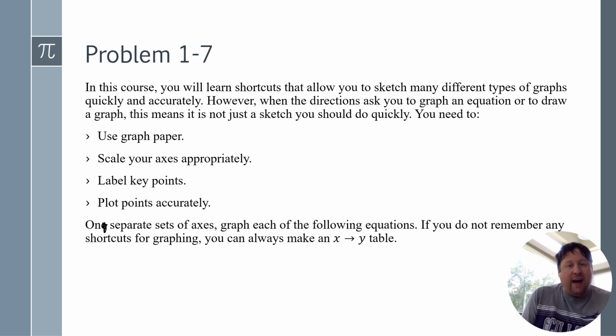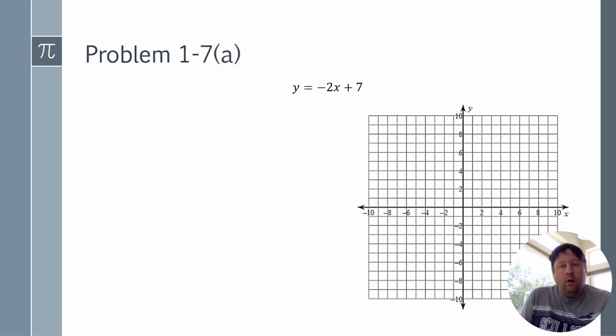On separate sets of axes, so in your homework it says using graph paper, graph each of the following equations. If you do not remember any shortcuts for graphing, you can always make an XY table. Okay, so the first one is y equals negative 2x plus 7.